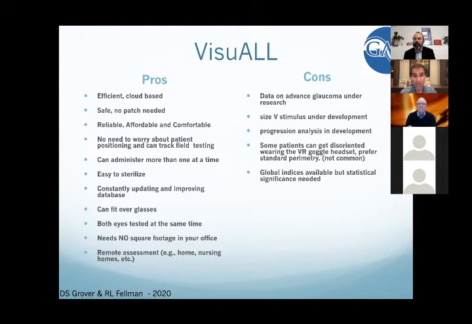The size 5 is under development. The progression analysis is something that, again, is going to take time to develop. There are some patients, typically some of the older patients, I would say patients in their 80s, that are just not used to having a virtual reality machine and the interface. But the younger patients, the kids, people in their 20s, 30s, 40s, 50s, 60s, and even 70s, they love it. And a lot of the patients have provided us really good feedback.